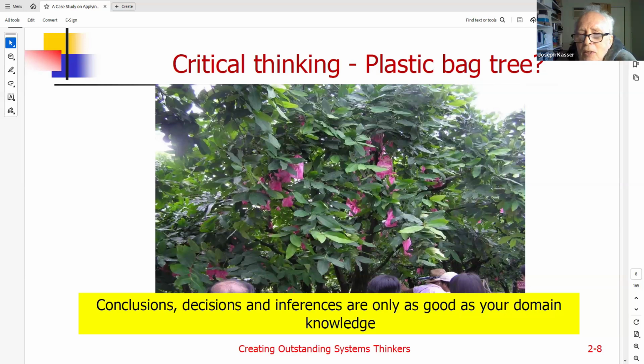And now you're laughing again. But do you realize that that is the whole scientific research issue? That it's only as we do more research that we realize that plastic bags don't grow on trees, they come from some other source. And so that's why I say here, conclusions, decisions, and inferences are only as good as your domain knowledge.